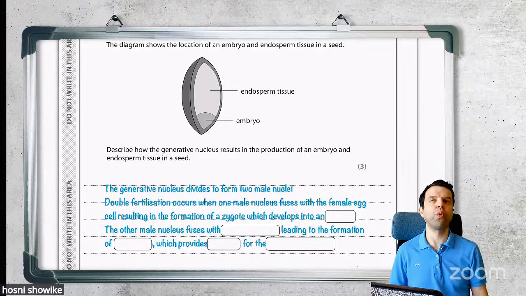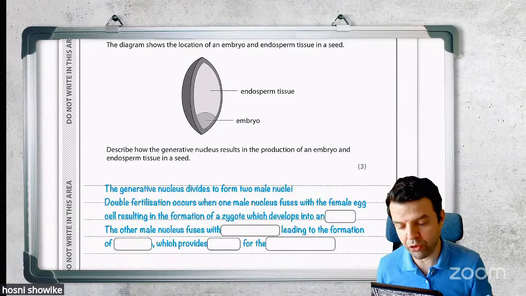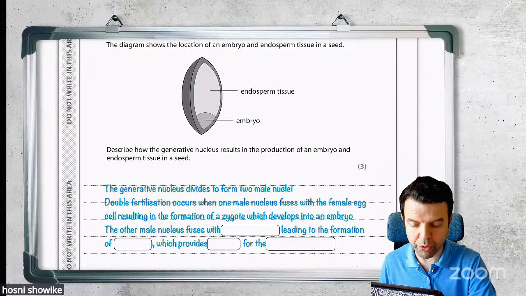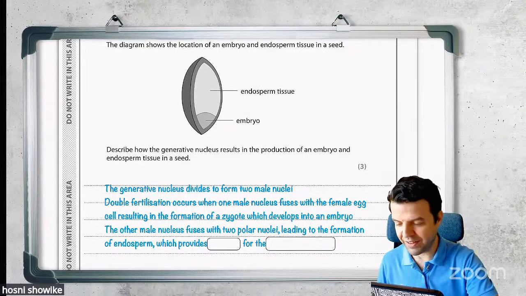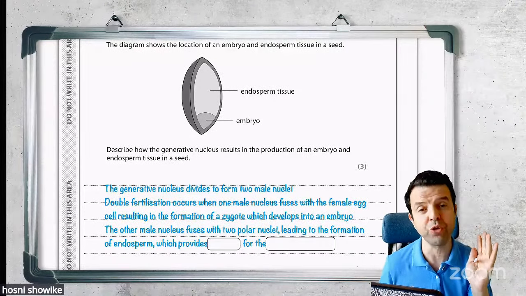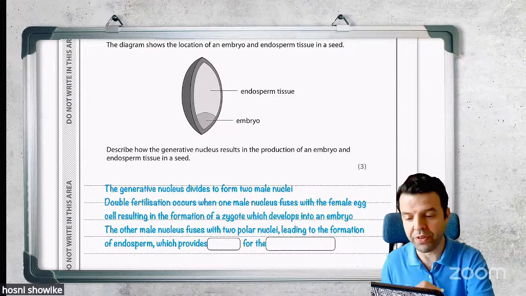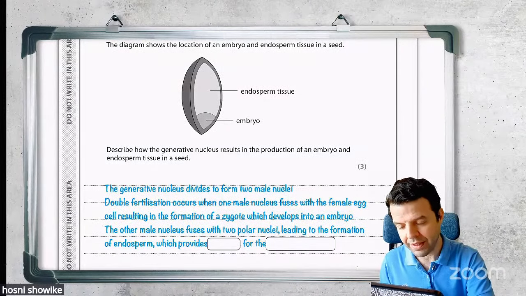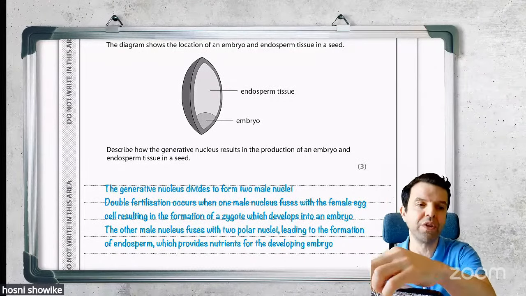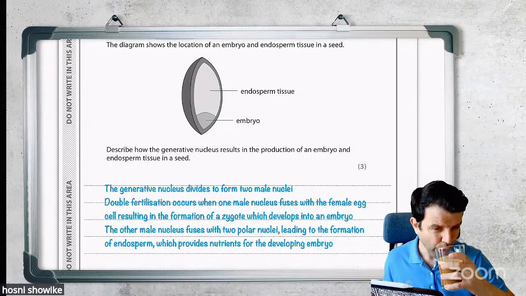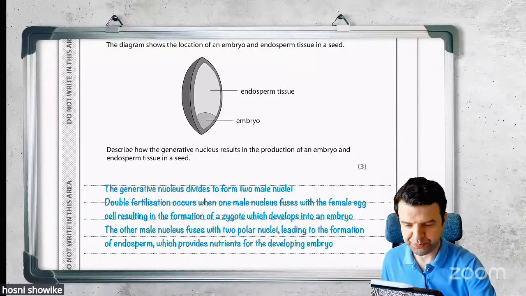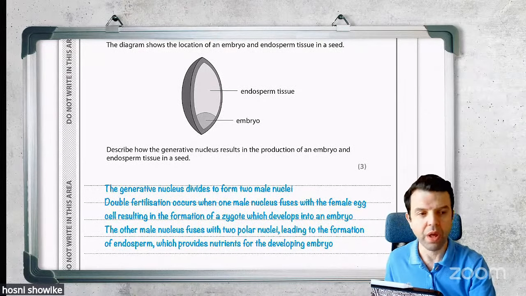The zygote turns to what? The zygote will turn now into an embryo. The other male nucleus fuses with the polar nuclei. And this gives me endosperm, which provides what? The endosperm, I should say, is the food, the edible part. You see that one here? The one we actually eat. The endosperm is to provide nutrients for the development of the embryo. Okay? All good?